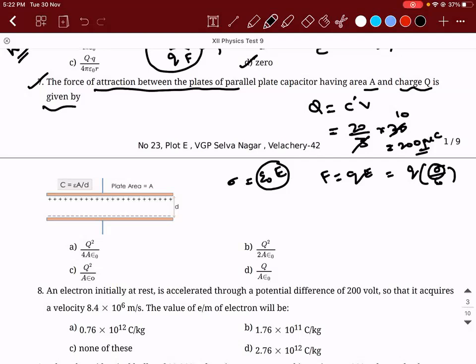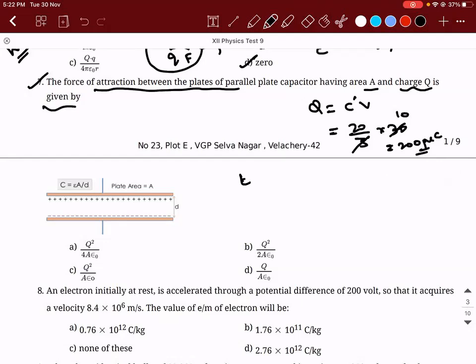So the force of attraction, this is the total force existing, right? Yes, sir. But the answer given is Q square by 2A epsilon naught. The force of attraction between the plates of a parallel plate capacitor having charge Q and area A is given by... Okay, so there is one way of solving this.